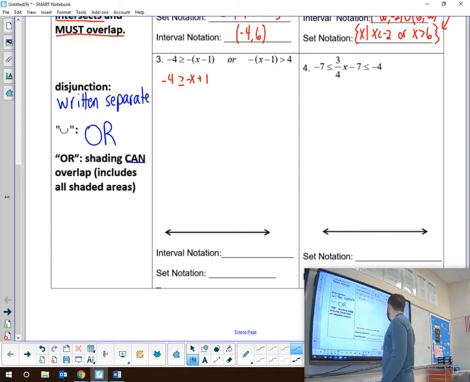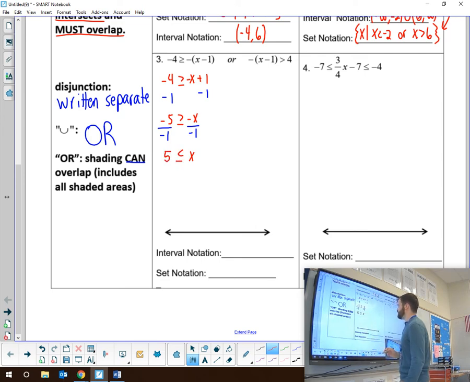To solve this, I'm going to subtract 1 from both sides. That's going to give me negative x is less than or equal to negative 5. Now to get rid of this negative, I'm going to divide both sides by negative 1. And remember, when you multiply or divide by a negative, we flip the sign. So it's going to be a positive x is greater than or equal to 5.